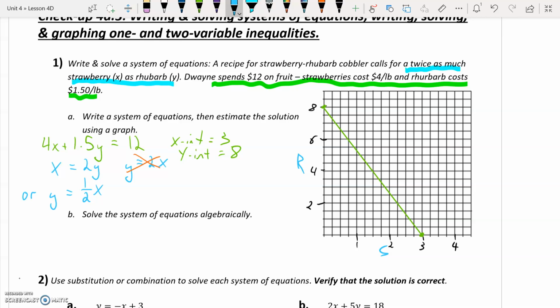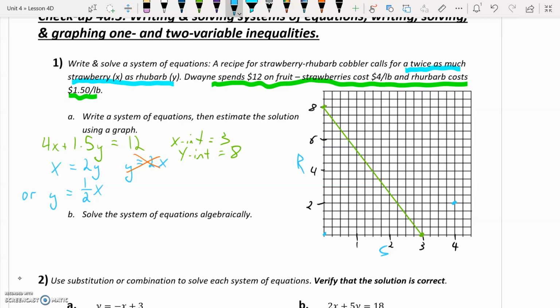So a couple ways to do this. If you did x equals 2y, you could just pick a y value, calculate the x value. So let's say y is 2. So if y was 2, you're up here, then that means x would need to be 4. So one of the points on that line could be 2, 4. So the amount of strawberries is 4 pounds, the amount of rhubarb is 2 pounds. That fits the bill of having twice as much strawberry as rhubarb. And if y is 0, x is 0, so this one goes through the origin.